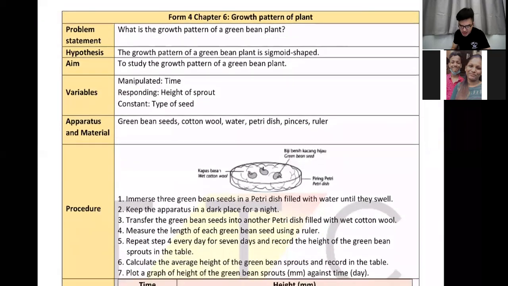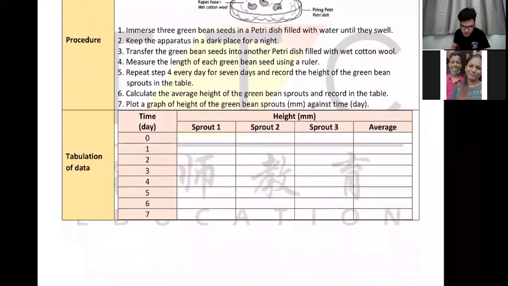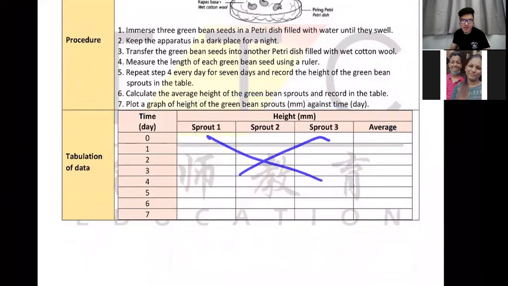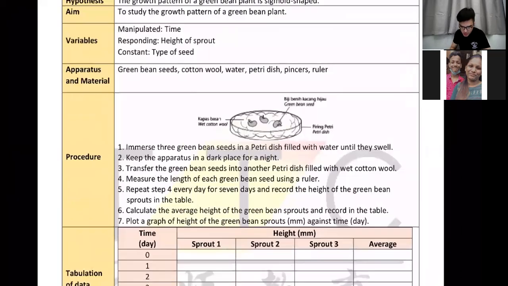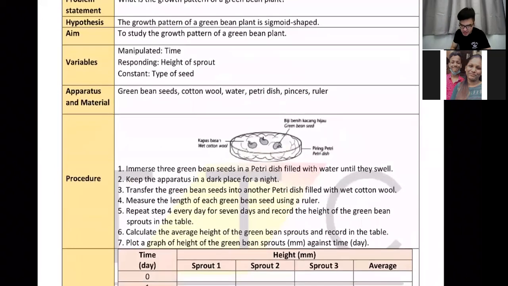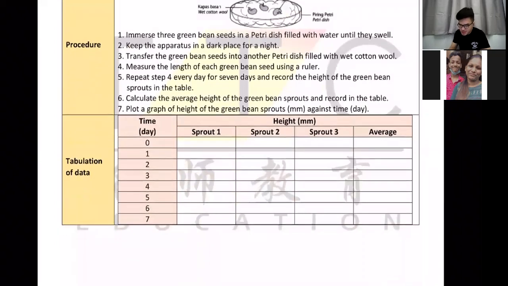So next, let's look at this one growth pattern. No need to see, because you look at this table, crazy. You don't need to draw a table as big as this. So what are they looking at? What is the growth pattern? As you know, plants grow in a sigmoid shape, which is the S curve. This one you don't need to see. I don't think this will come out in the exam, because this is a bit unrelated. It's very hard to write your MV and your RV.